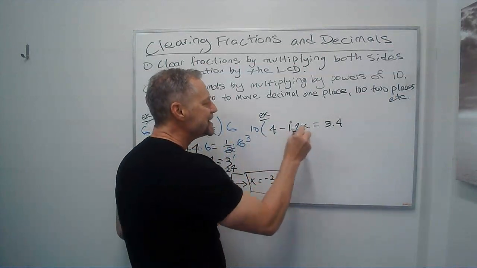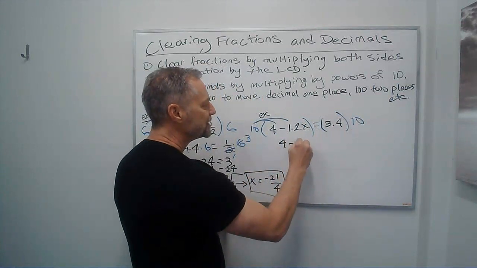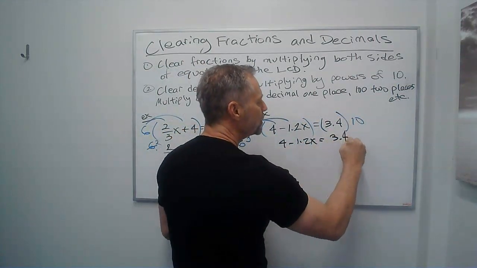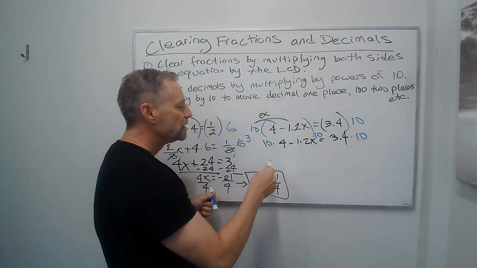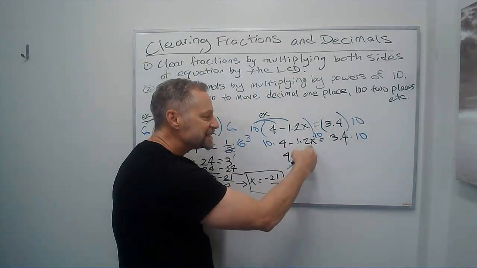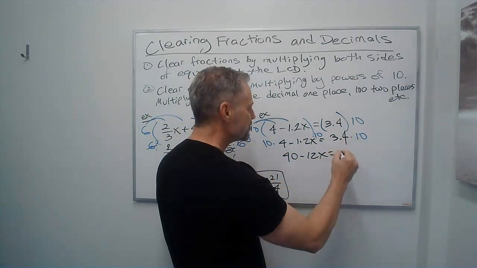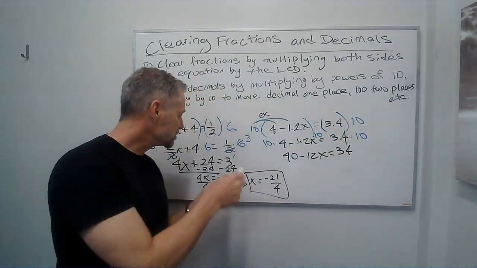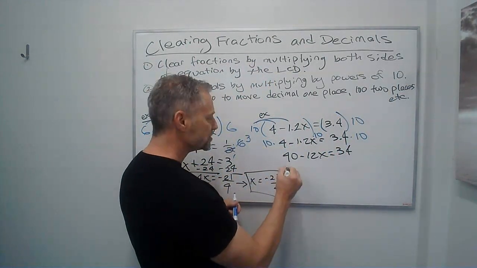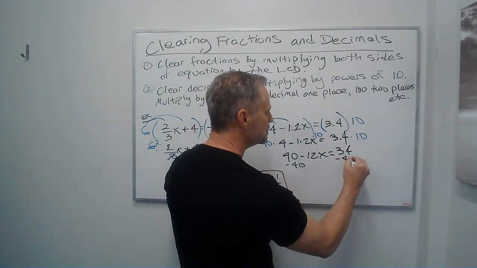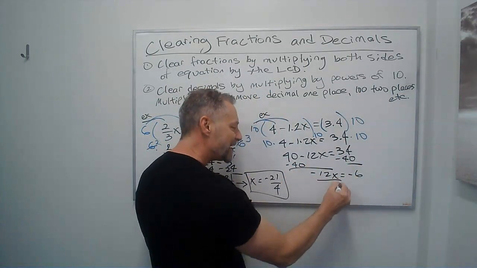I'm going to multiply by 10, use the distributive property. So I have 4 minus 1.2x equals 3.4. Everything gets multiplied by 10. 40 minus, well, that just moves the decimal one place here, 12x, and it moves the decimal one place here, 34. No more decimals, just like over here, no more fractions after that first step. So again, I'm trying to solve this. I'll subtract 40 from both sides. Negative 12x equals negative 6. Divide by negative 12.